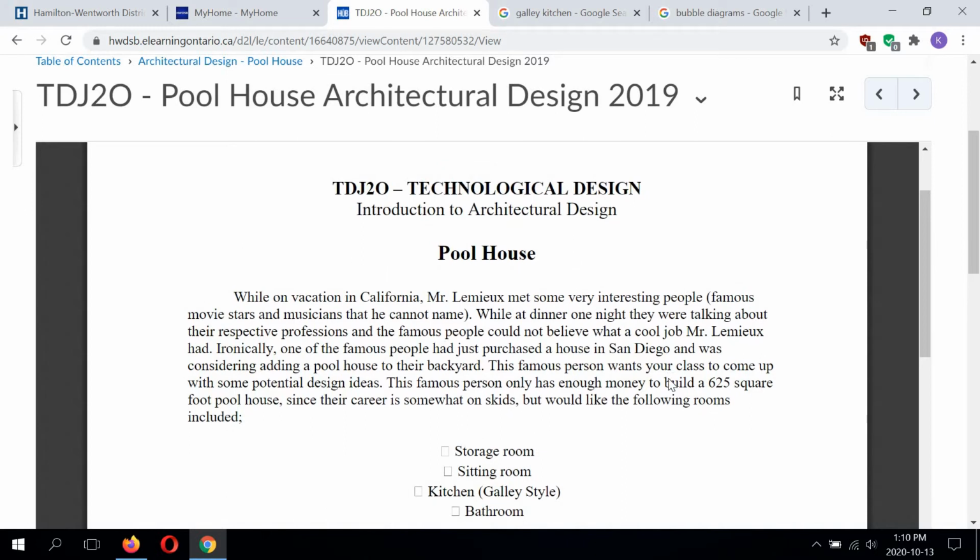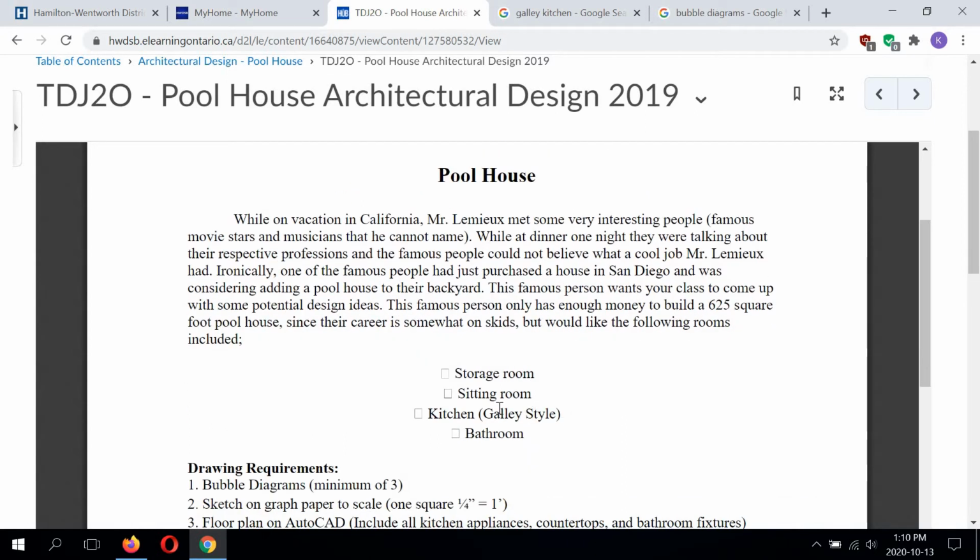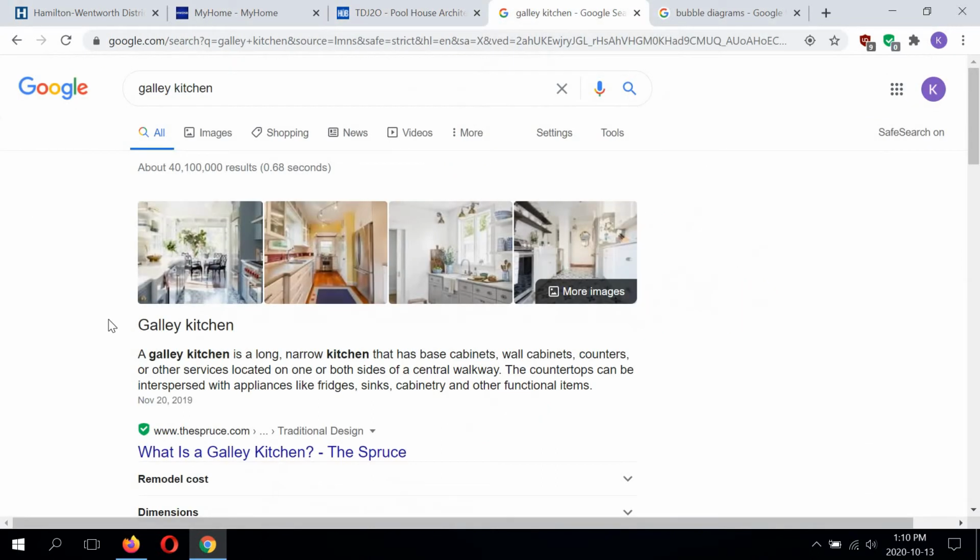Now, let's take a look at what a galley style kitchen looks like. I've already done a couple of Google searches, so we'll click the galley first. So a galley kitchen. Here's the description. A galley kitchen is a long, narrow kitchen that has base cabinets, wall cabinets, counters, or other services located on one or both sides of a central walkway. The countertops can be interspersed with appliances like fridges, sinks, cabinetry, and other functional items.